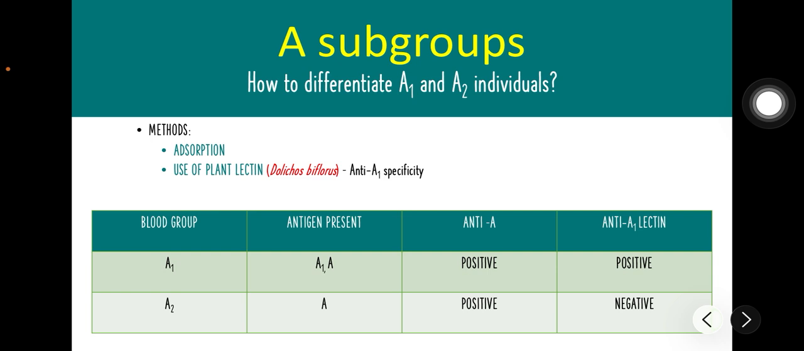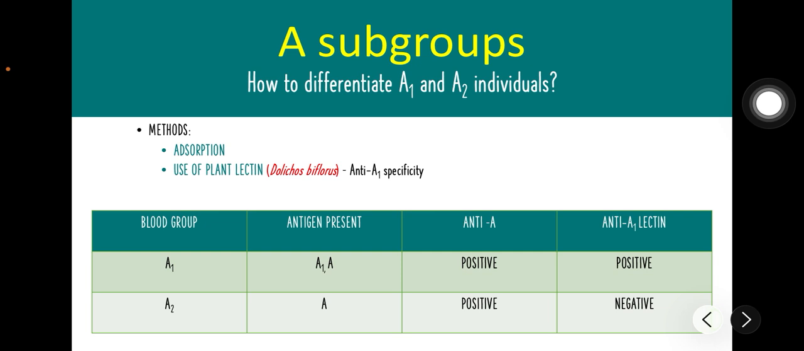So again, both A1 and A2 cells will react with the commercial anti-Sera A. So these are the two methods that could really differentiate them. You can distinguish both serologically with A-lectin. Again, the Dolichos biflorus is extracted from the seeds of the plant and it possesses an anti-A1 specificity.